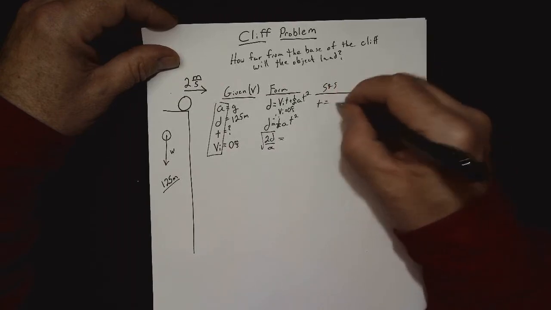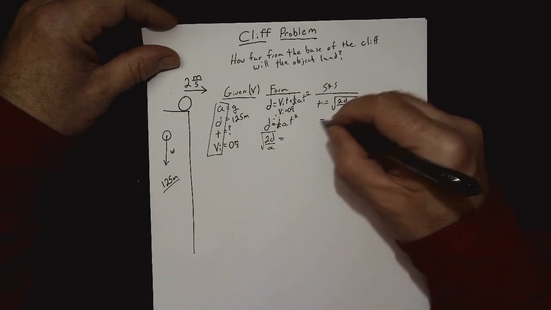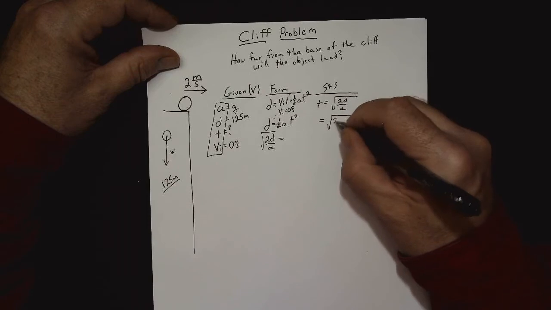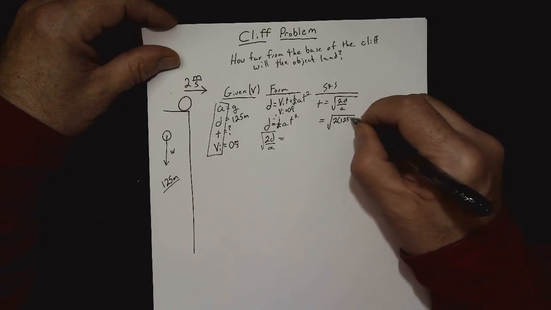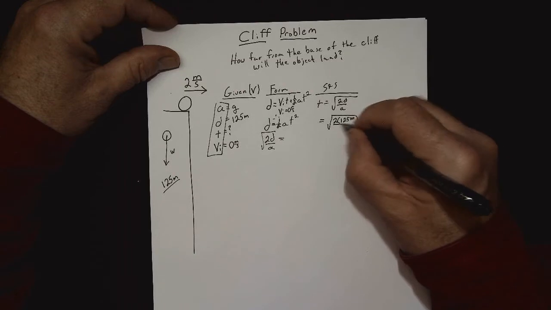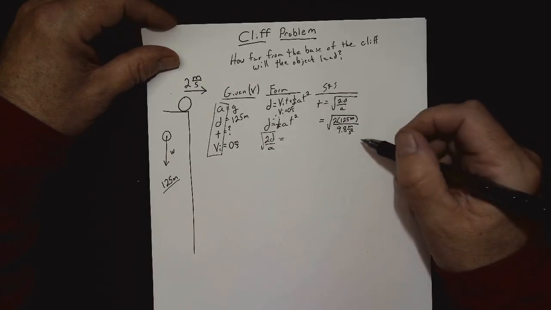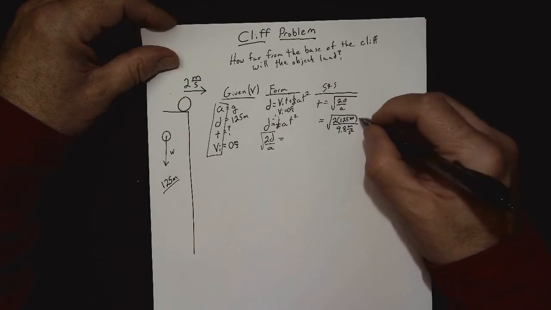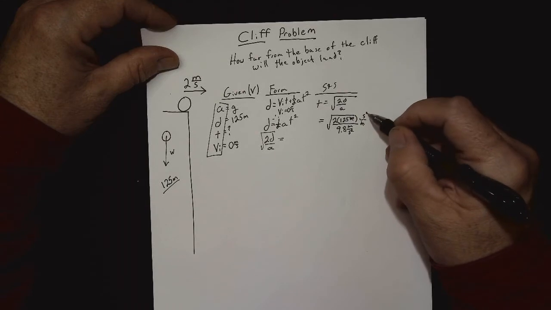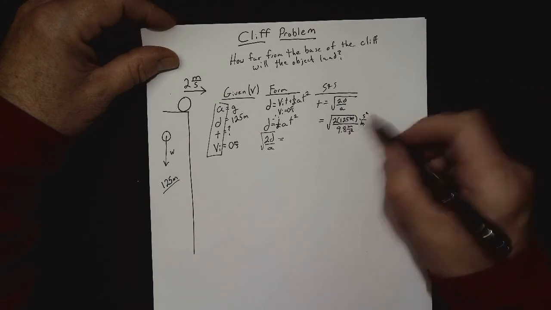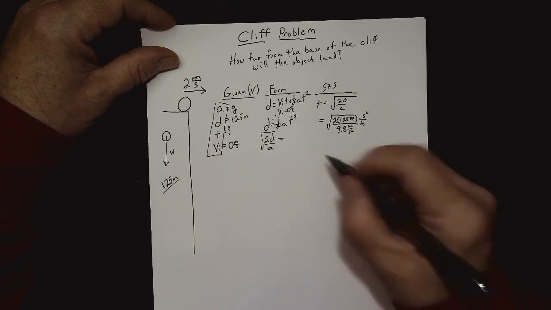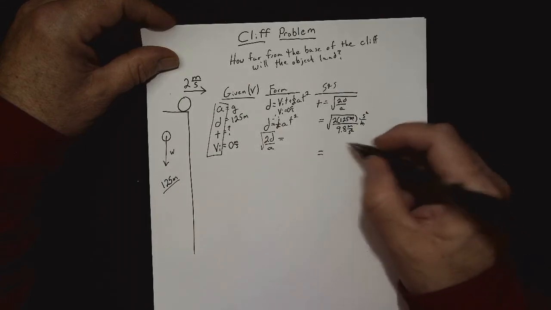So we got t equals the square root of 2d over a, equals the square root of 2 times 125 meters over 9.8 meters per second squared. Before we go any further, how are the units going to work? This is going to come up as seconds squared over meters. The meters cancel, leaving seconds squared, but I'm taking the square root of it, so that turns it back to seconds. So this looks good. We just checked our algebra.